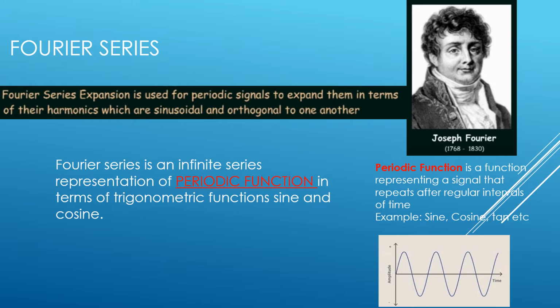So a periodic function is a function representing a signal that repeats. A periodic function is a function that repeats after regular intervals. Examples of periodic functions are sine, cosine, tangent, etc. They are all periodic functions. Okay. Here we can see Joseph Fourier, who proposed the Fourier series expansion model.